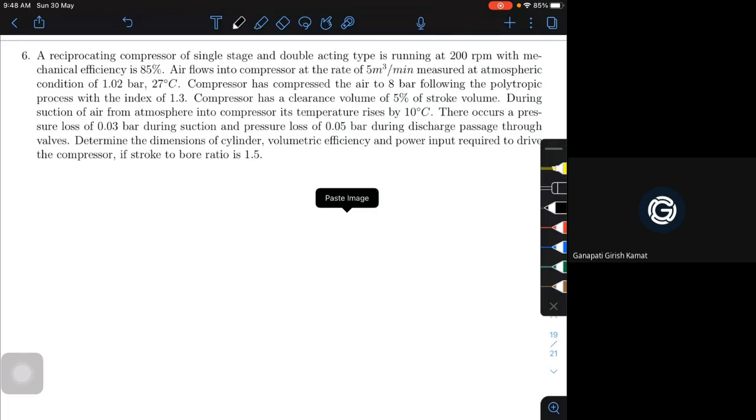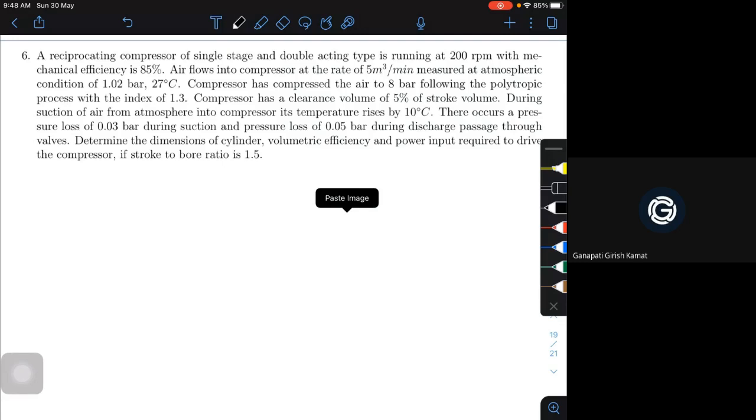The compressor has a clearance volume of 5% of the stroke. That is, clearance volume is 5 by 100, or 0.05. That means your C is equal to 0.05, because if you want to find the volumetric efficiency, it involves C. During the suction of air from the atmosphere into the compressor, its temperature rises by 10 degrees Celsius. There is a little bit of a trick in this particular problem, a slight increase in temperature of 10 degrees.